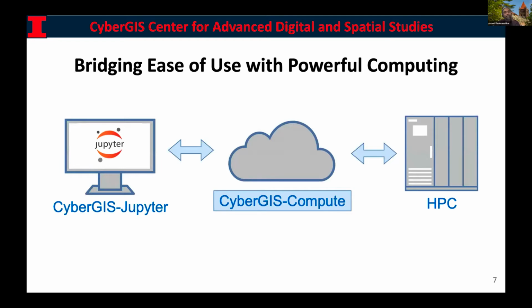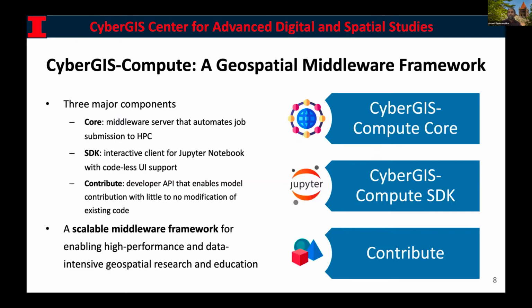Saying that in a pictorial way, CyberGIS-Compute is aimed at bridging between HPC and CyberGIS-Jupyter. It has various key components that we have been developing. We have a core, we have an SDK, and we have a mechanism for contribution. Core is essentially the middleware, meaning code that has already been written that knows how to talk to the HPC system, manage the connection to it, and handle the computation.